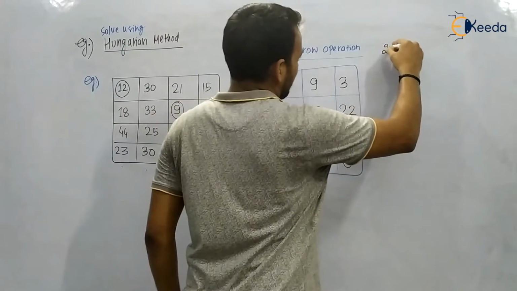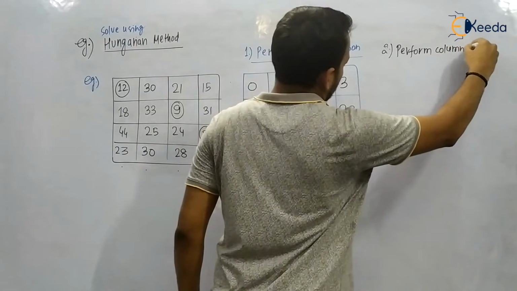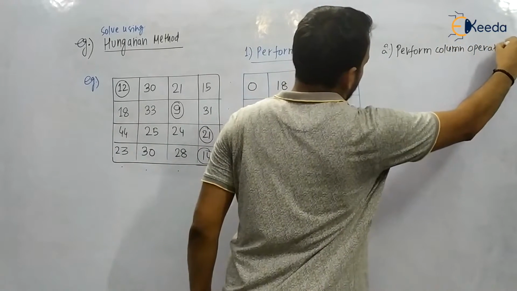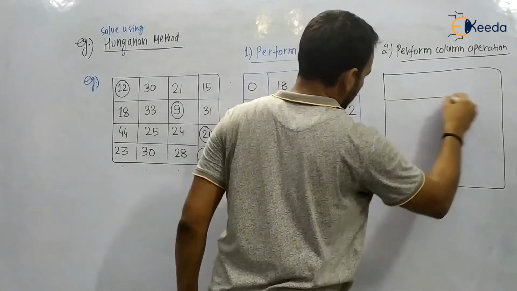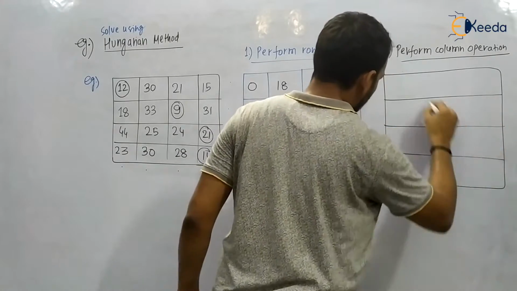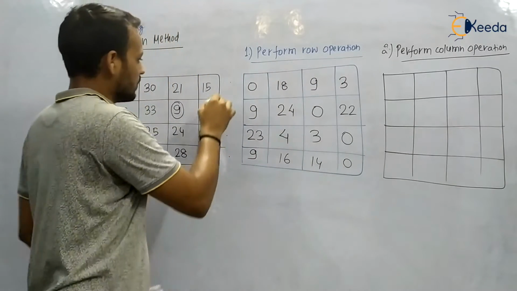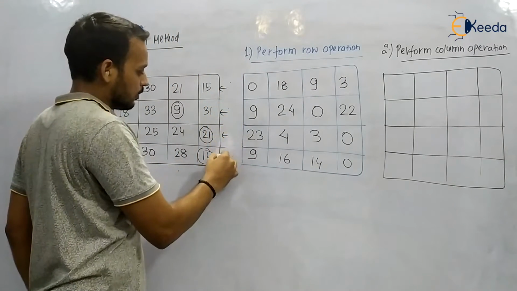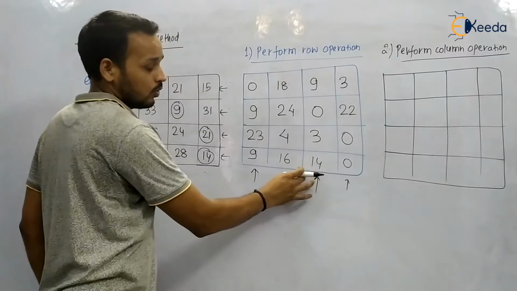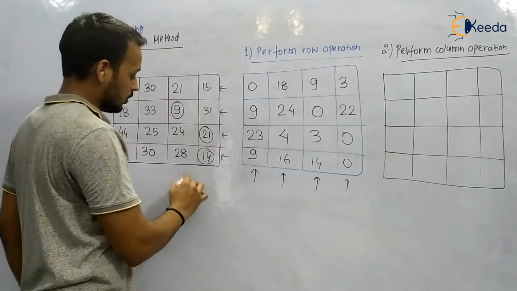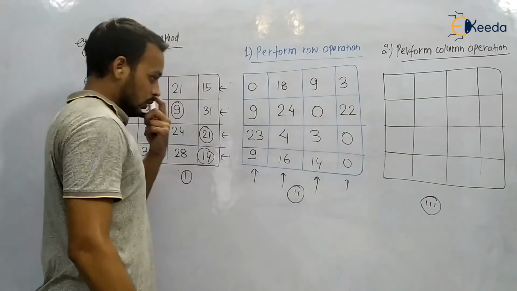The second step is to perform column operation. The same process is applied for the column. Once we have done it for the row, now we will apply it for the column. Our cost matrix is now this one, and we will apply the operation here. So this was our first, second, and third column. Now we will apply it to the columns.